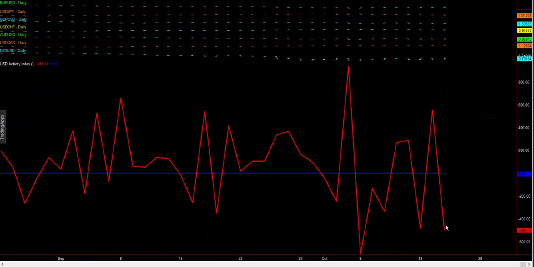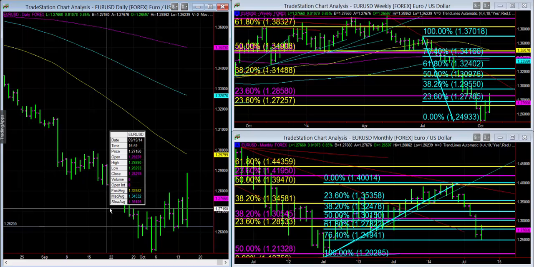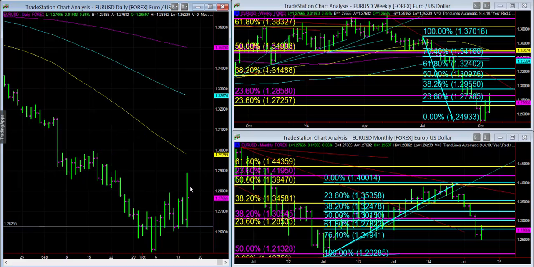In contrast here, the dollar is below water, below this horizontal blue zero line, neutral line. That represents US dollar selling. Moving over to our euro dollar charts, we see this huge move higher in the euro. It got up to its highest level since late September, third week of September or so.